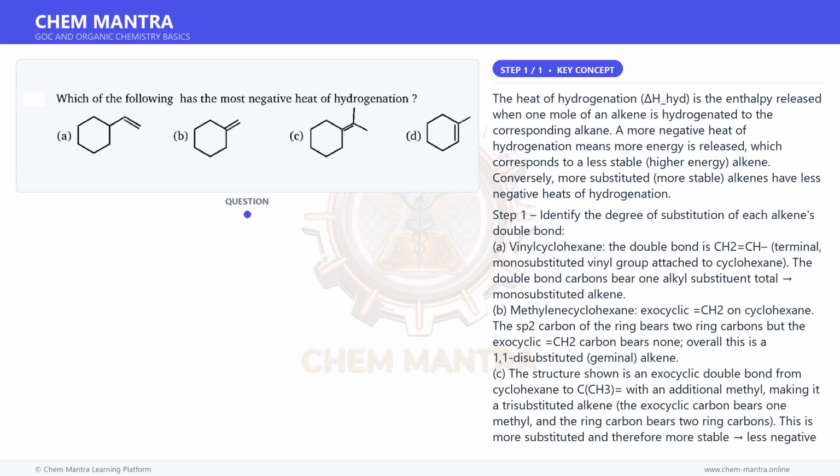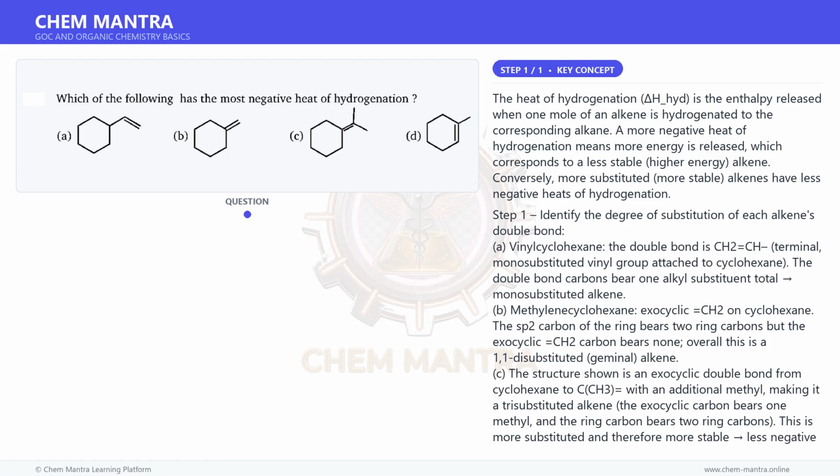D. 1-methylcyclohexene, an endocyclic trisubstituted double bond. The two ring carbons of the double bond each bear one additional carbon substituent, and one also bears the methyl group. Trisubstituted, relatively stable.